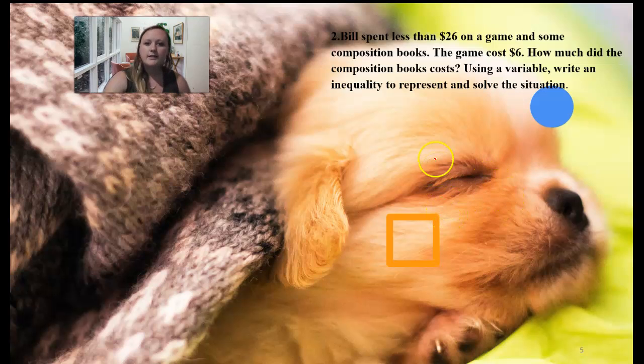All right, this one says, Bill spent less than $26 on a game and some composition books. The game cost $6. How much did the composition books cost? So we know Bill spent less than $26. Okay, so at most, he spent $26.